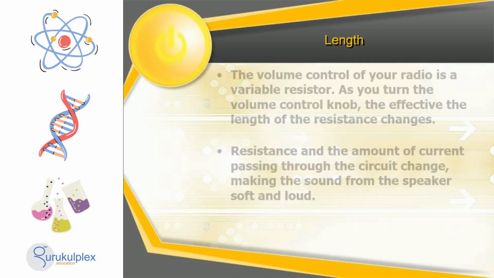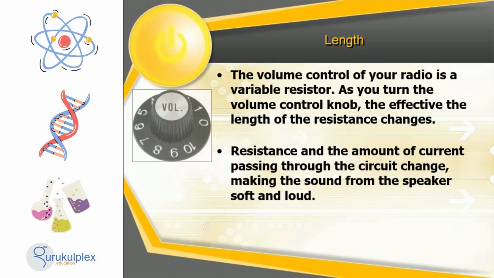The volume control of your radio is a variable resistor which alters the amount of current passing through the circuit when the resistance is changed by turning the volume control knob. This will affect the sound that comes from the speaker, and can range from soft to loud. Having an understanding of the elements that affect resistance can help us design circuits in order to be more efficient.